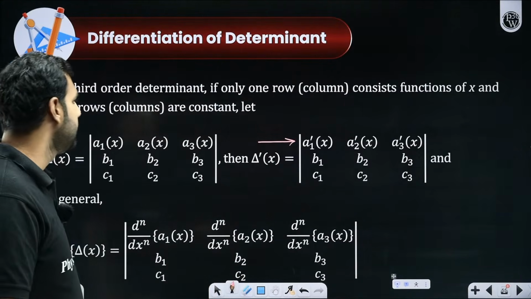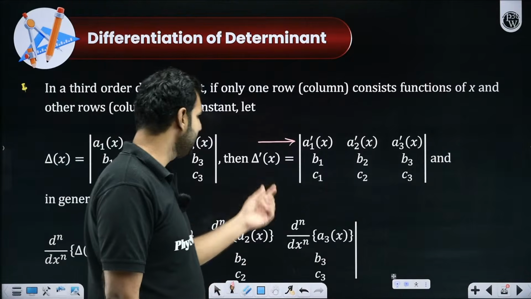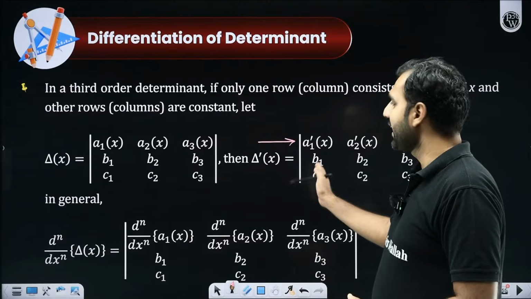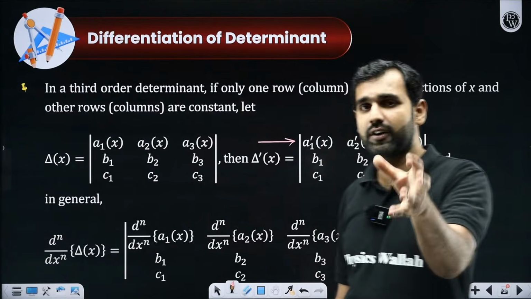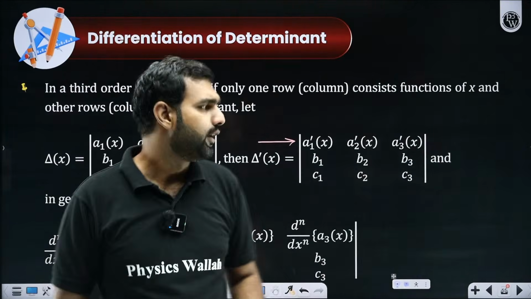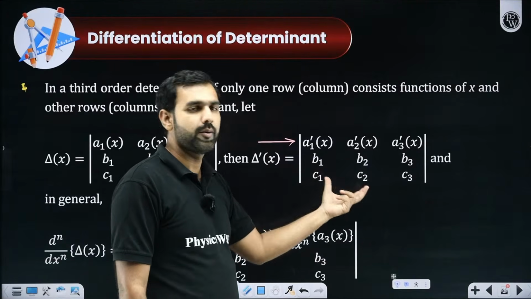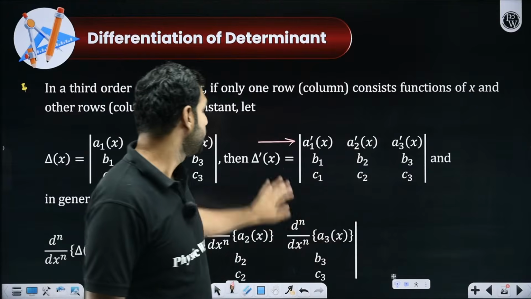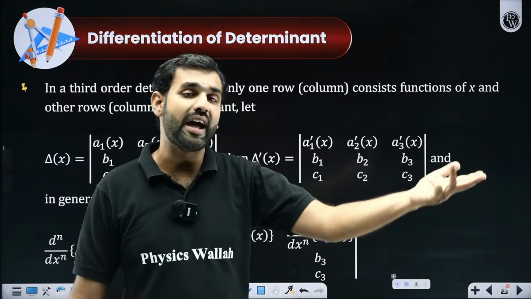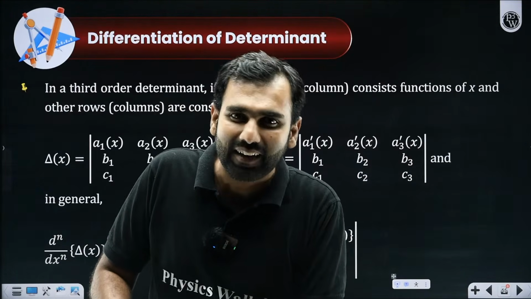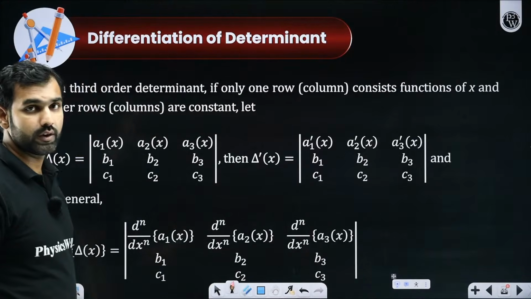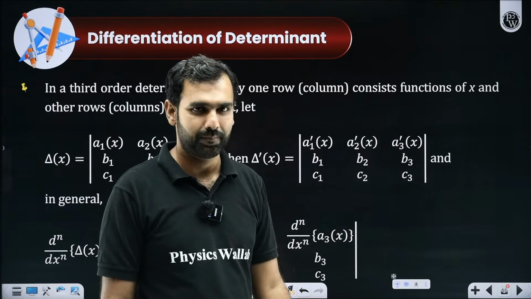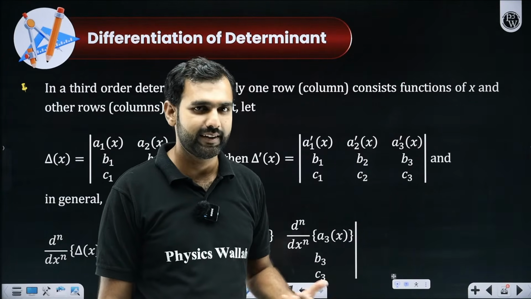Why should you not? So first of all, what I'm trying to tell you is that if any one row or any one column contains terms in x, delta dash x will not be a sum of three different determinants because the other two have become 0. So it will be just one determinant only, with only one row differentiated. So if I find delta double dash x, which means the second derivative of delta x, then again will you not say, sir, you differentiate this row again, other two rows remaining intact? Are you learning this? Are you digesting it?